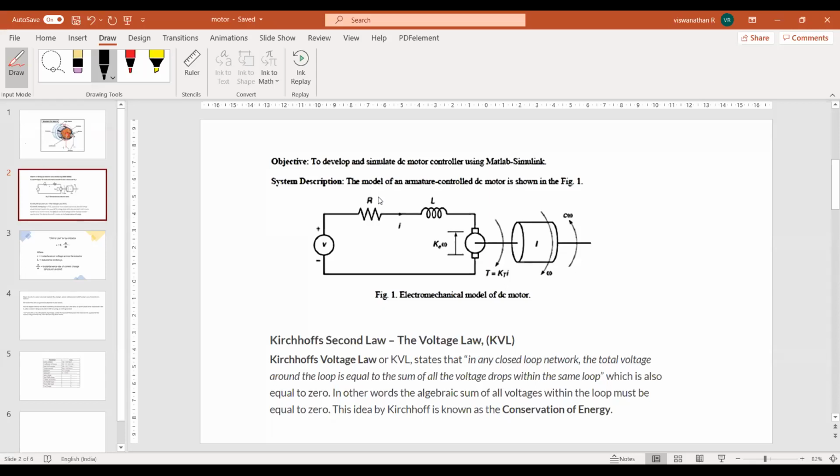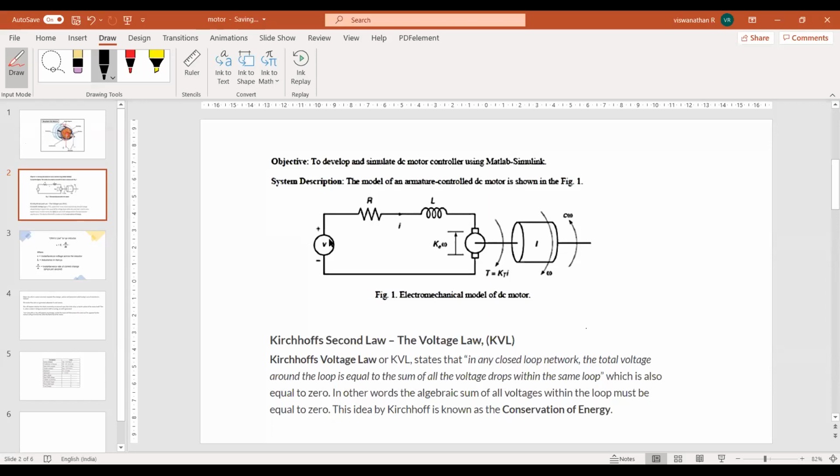So for this to mathematically model, we need to understand a few things. The first one is Kirchhoff's voltage law. This you would have studied. In any closed loop network, the total voltage around the loop is equal to the sum of all voltage drops within the same loop.